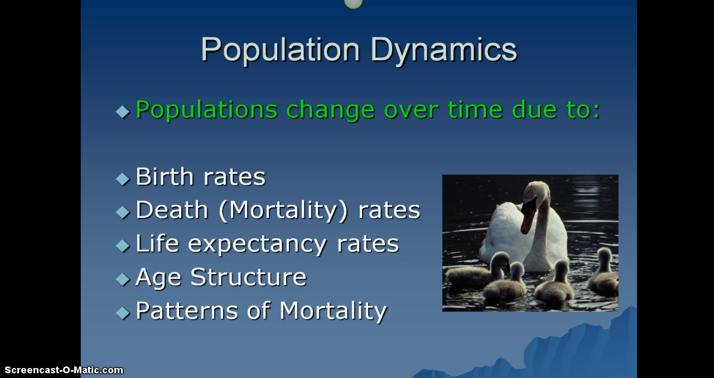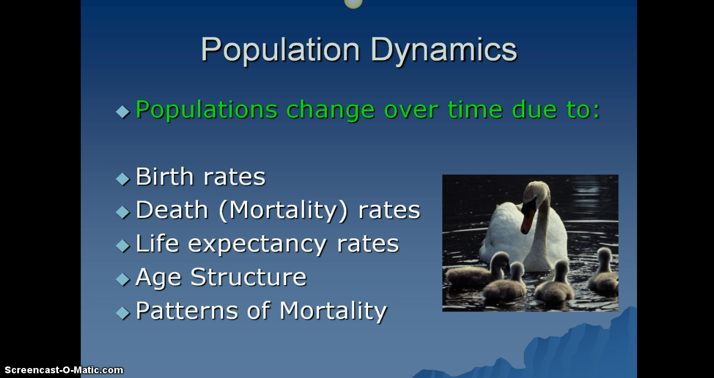Death rates, same, how many deaths are there in a particular time period. The life expectancy, how long do these individuals in the population survive? And then age structure is how many individuals do you have that are at each age bracket? Like let's say 0 to 9, 10 to 19, 20 to 29. How many individuals are at each of those age structure or age brackets?